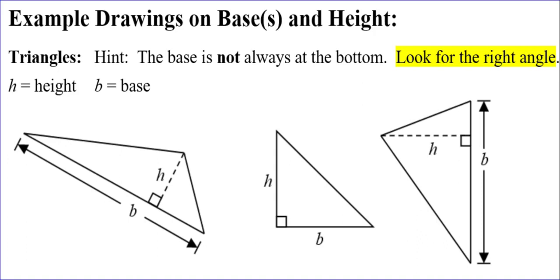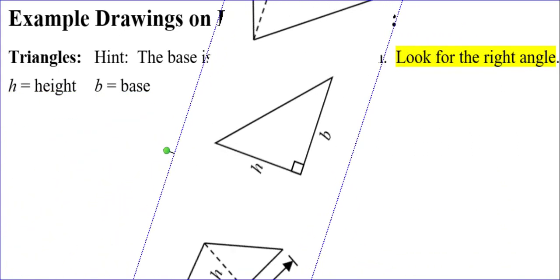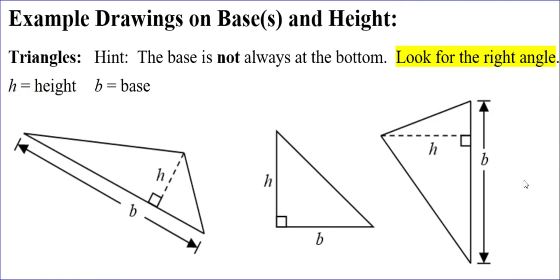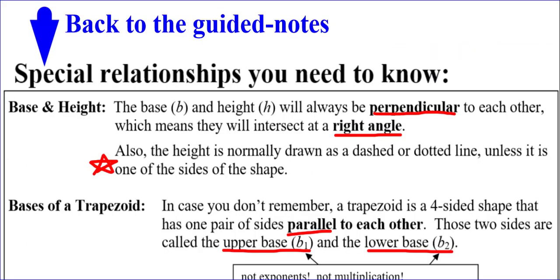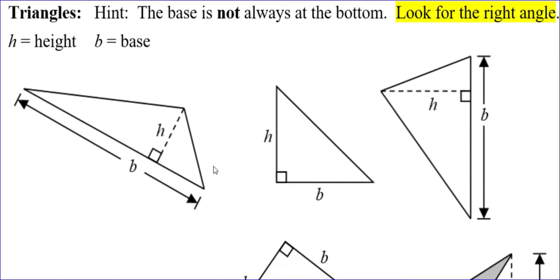But we know that you can take any shape and rotate it so that the base would no longer be at the bottom. And so with that in mind, we have to be a little bit smarter than just looking for the bottom. We need to look for the right angle, as I have highlighted here on my screen. Why? Because we just learned that base and height will be perpendicular. They will intersect at a right angle. So on this first drawing, you can see here's the right angle. So there's the base, there's the height. Notice the height is a dashed line. But on this drawing here of the right triangle, the second drawing I have here, the height and the base meet at a right angle.